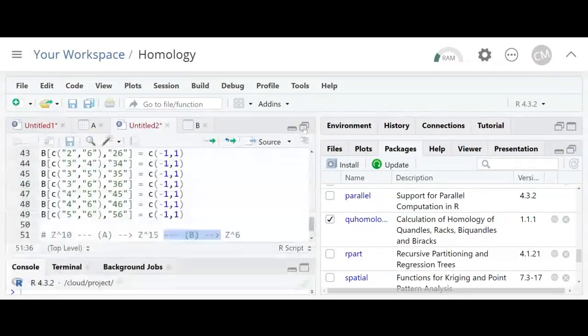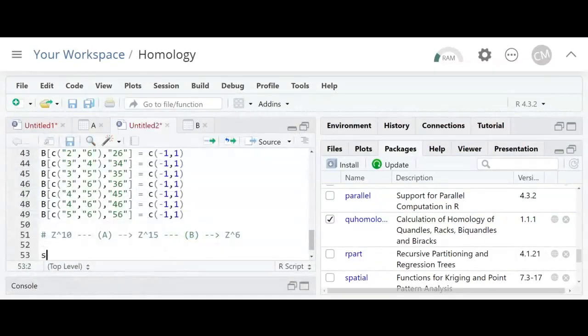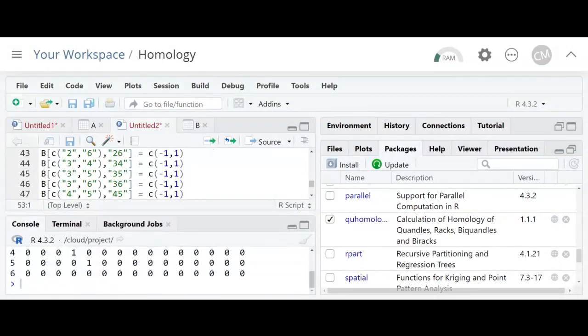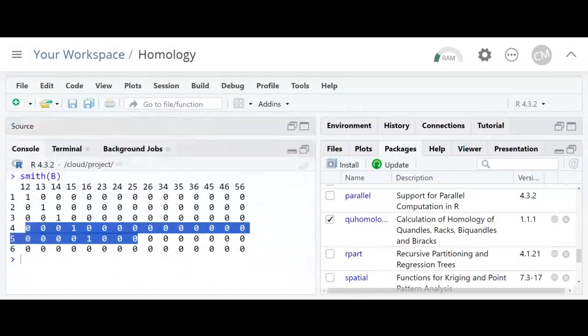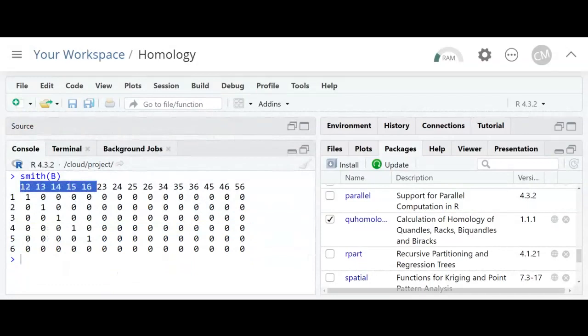You can do this by using Smith normal form. So what do you want? You will type Smith B. You want to find the Smith normal form of B. You execute, and when you execute, it shows you the answer down here. Let me just make it larger. As you can see, those are just the column names, those are just the row names, and this is Smith normal form. It's just ones down the diagonal, and then you have a 0 over here.